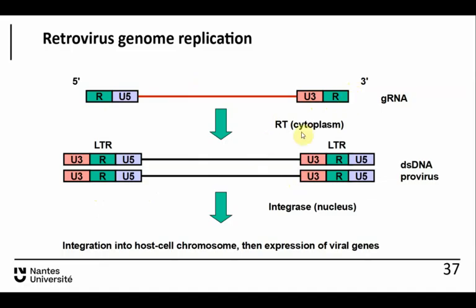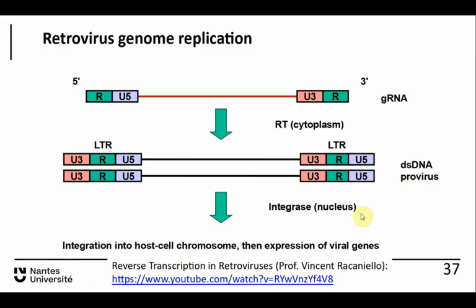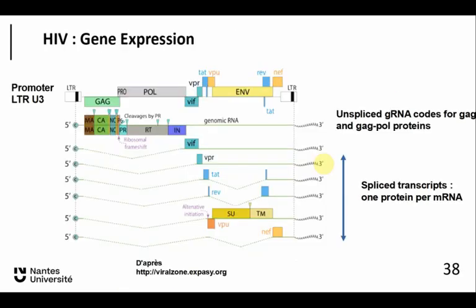And it's because there's a mechanism during reverse transcription that allows the virus to recopy this region over here and recopy the U5 region at the other end. Okay. So I advise everybody to go check out this video from Vincent Racaniello where he explains it really well, and you can see how the LTRs get generated. So that's the genome replication.